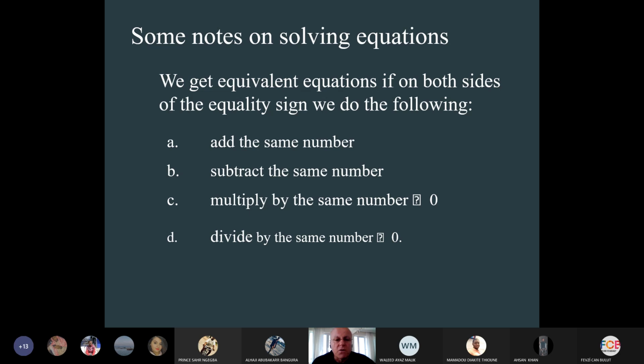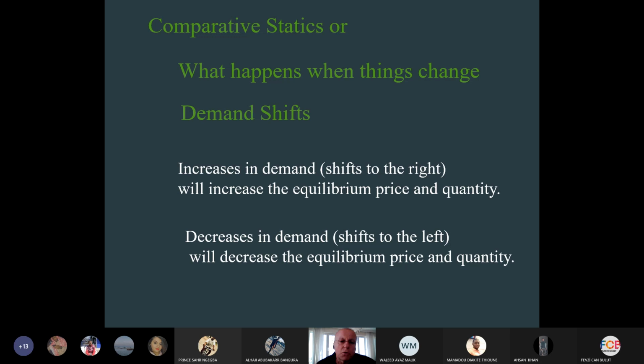For solving the equation, we get equivalent equations if on both sides of the equality sign we do the following: add the same number, subtract the same number, because this is how it is going to be solved. This is the simplest way if you don't know mathematics well. And multiply by the same number, except 0, and divide by the same number, which is going to help you solve the problems in the following examples that will be given to you.